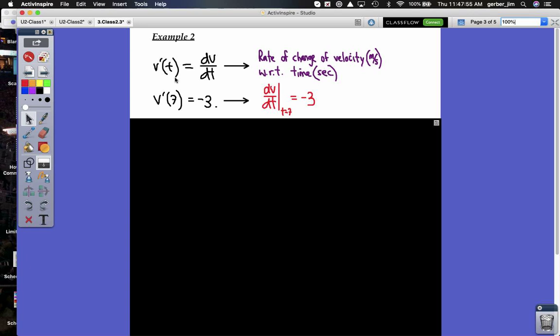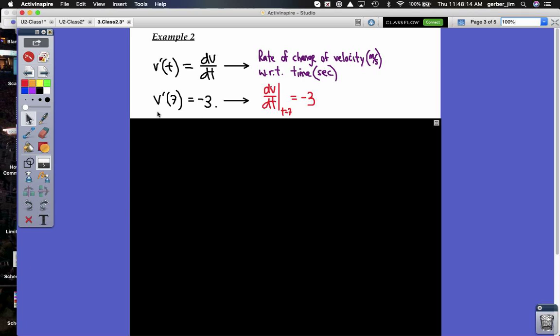In this case, I've got v prime at t equals dv/dt. And I'm telling you that in this case, v doesn't represent volume, it represents velocity, and t represents time. And I'm going to give you the units. We're going to say that the velocity is in meters per second and the time is in seconds. And we're going to think a little bit about these units because I want to go back to the previous example, which is not so obvious.